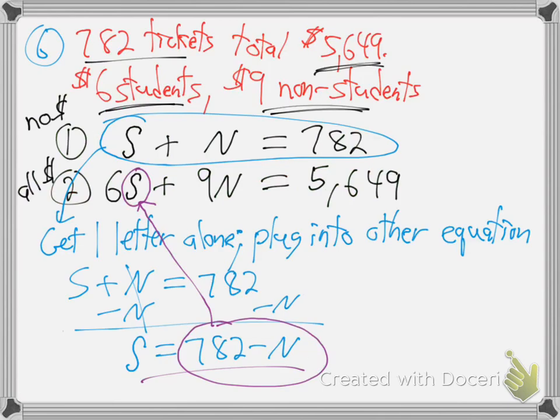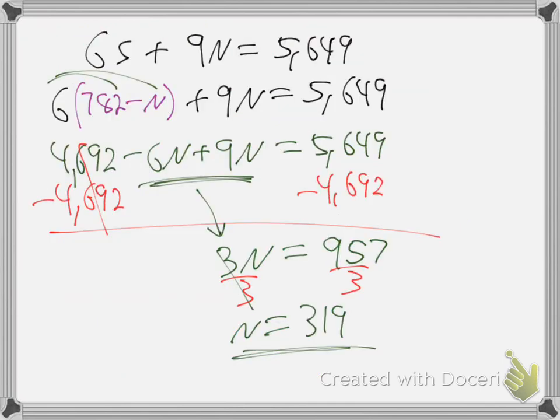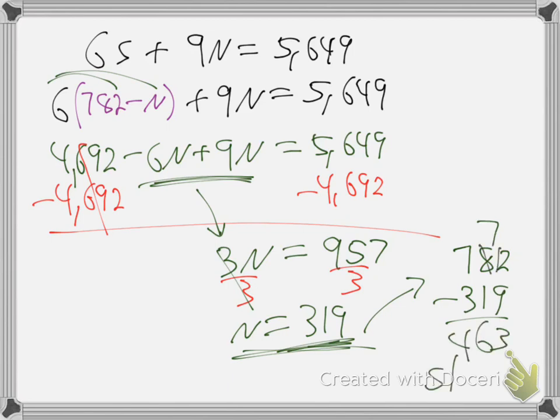Yeah, or just say, hey, there's 782 tickets total, which is the same thing as plugging into the first equation, basically. There's 782 tickets total, right? And I know how many were adults, so just do what? Subtract from 782, right? 782 minus 319. 463 student tickets must have been sold. So I had to do that little extra step because I got n.